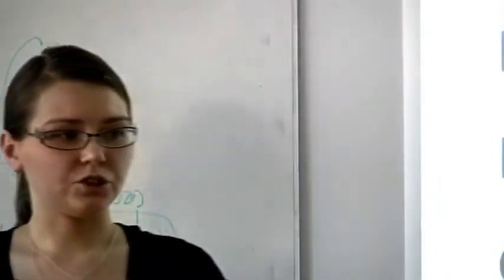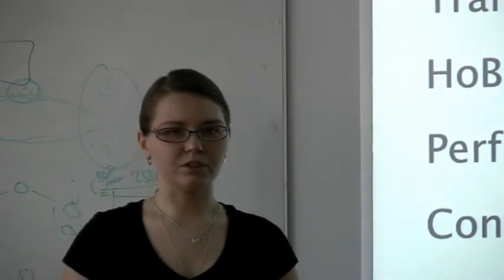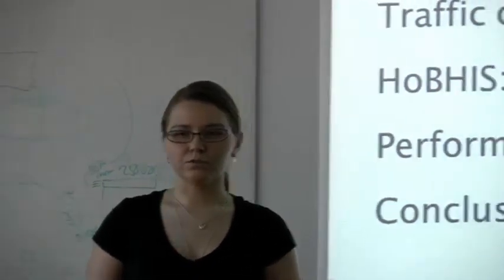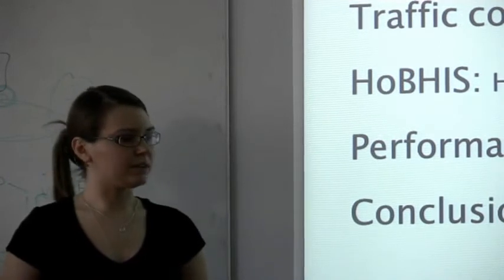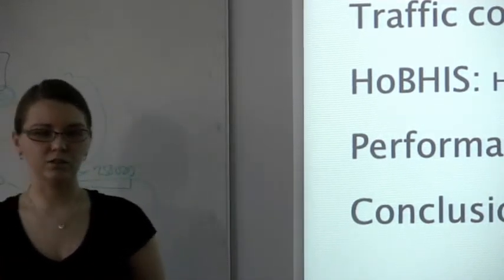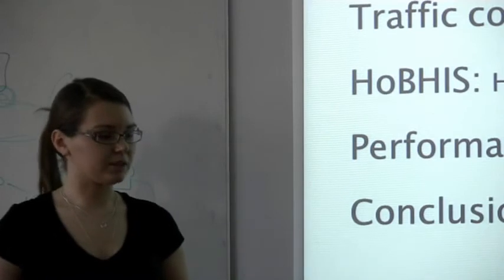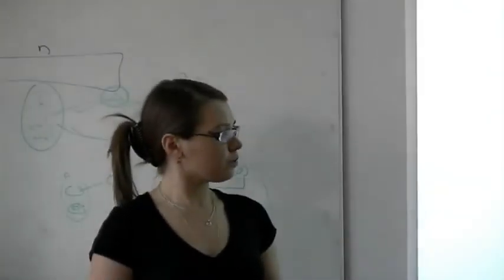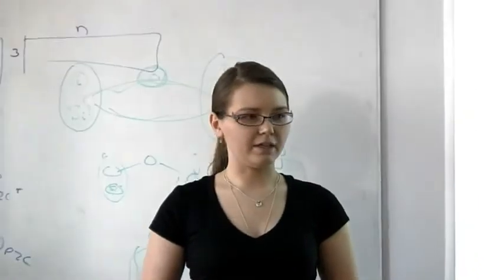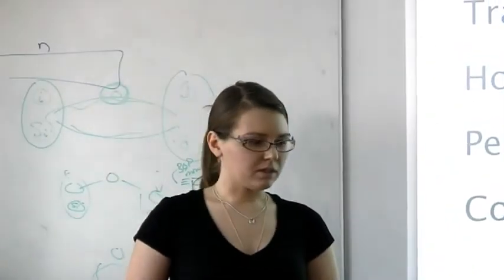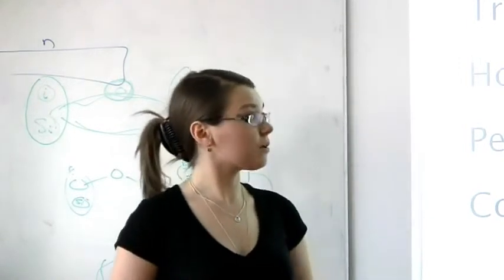I will start by providing a short introduction on content-centric networking architecture, in order to describe the most important architectural features of CCN useful for our work. And then I continue by discussing the traffic control problem in CCN and defining the congestion in CCN node. Then I present our HoBHIS-associated mechanism and its performance evaluation, and the practical results obtained by the simulation using the NS2. Then I conclude and discuss the future.